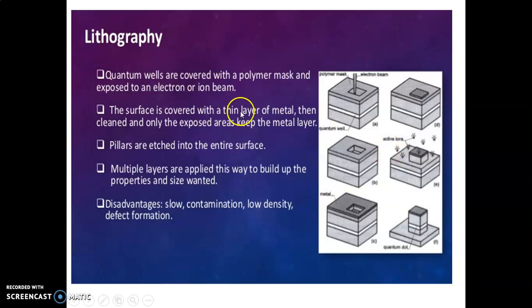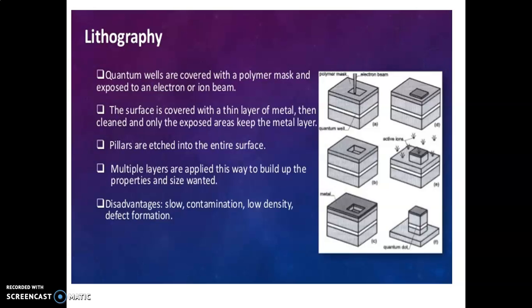The surface is covered with a thin layer of metal, then cleaned, and only the exposed areas keep the metal layer. Here you can see the surface. After that process, the surface is covered with a thin layer of metal, then cleaned, and only the exposed areas keep the metal layers. Pillars are formed over the entire surface.